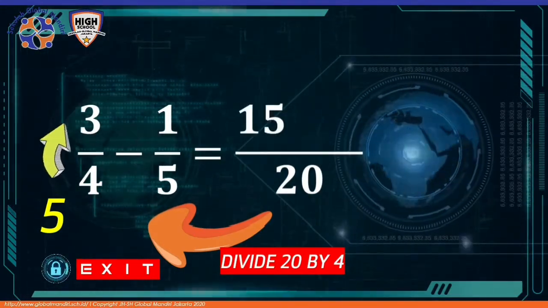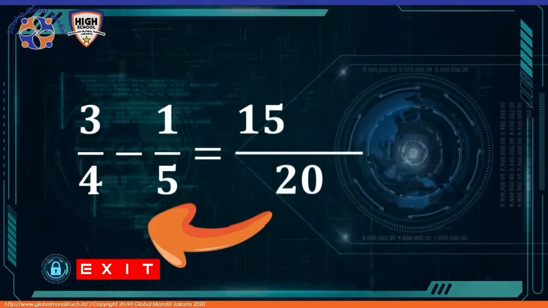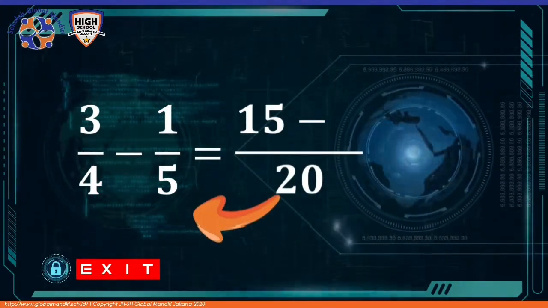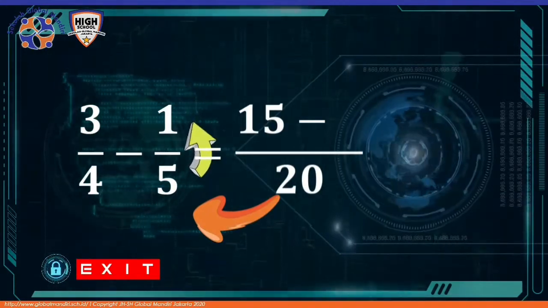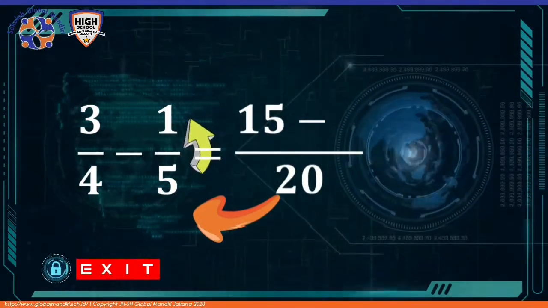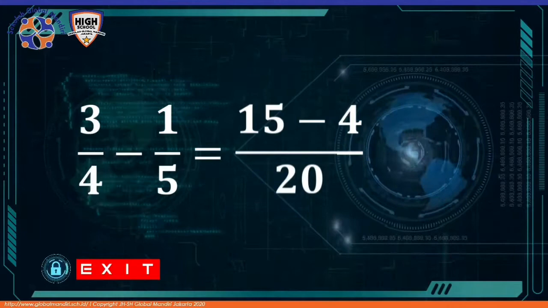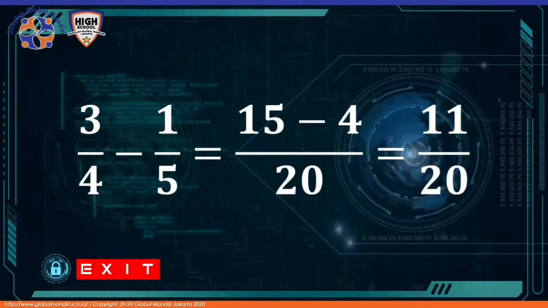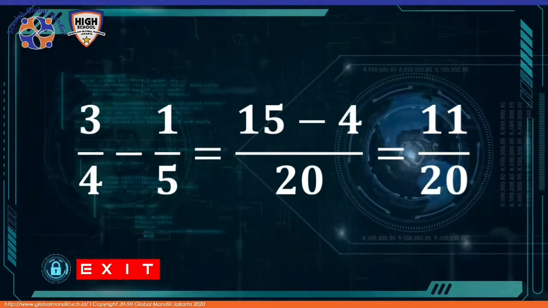Now, the difference is we subtract this one. Then we have 20 divided by 5 is 4, times 1 is 4. Now we have 15 minus 4 divided by 20. So our answer is 11 over 20.